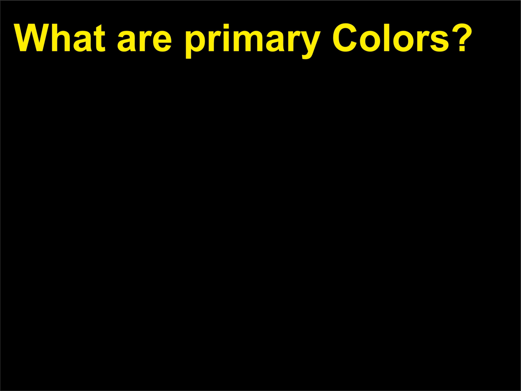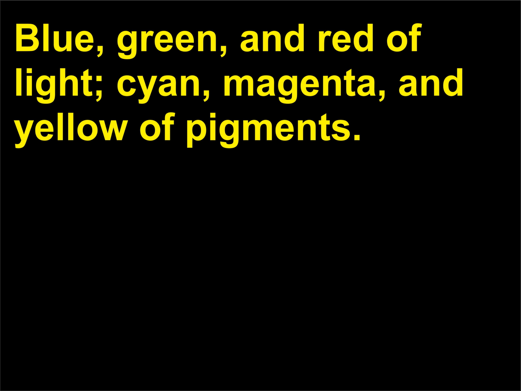What are primary colors? Blue, green, and red for light; cyan, magenta, and yellow for pigments.